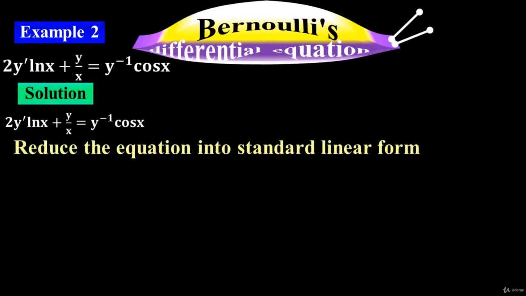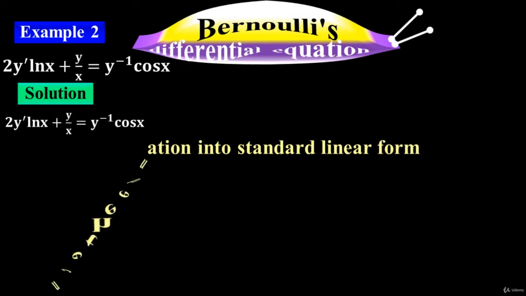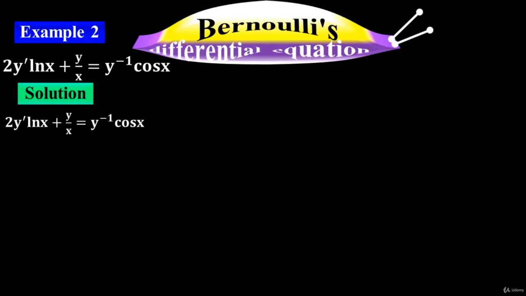Step 1. To reduce the equation into standard linear form. This is the first thing that we do here. So let me do the process to change it into linear form. Divide both sides by y to the minus 1 to have y times y prime plus y squared over 2x times natural log x equals cos x over 2 natural log x.